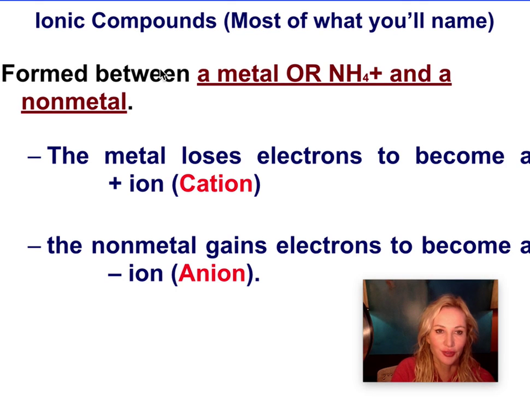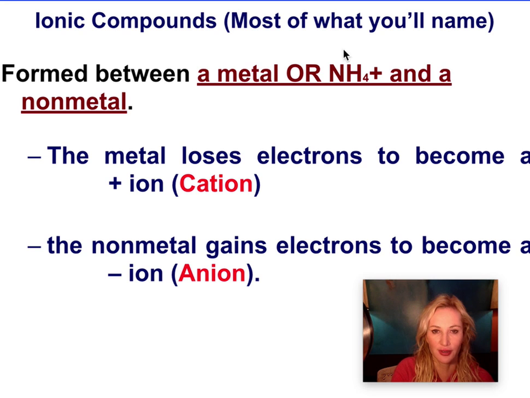Welcome back to part 2 of ionic compounds. Again, most of what you'll name are formed between a metal, which is most of the periodic table, or ammonium, which is a polyatomic ion we'll talk about in a second. But again, your book doesn't always say the ammonium ion, and yet they love to put it on exams.